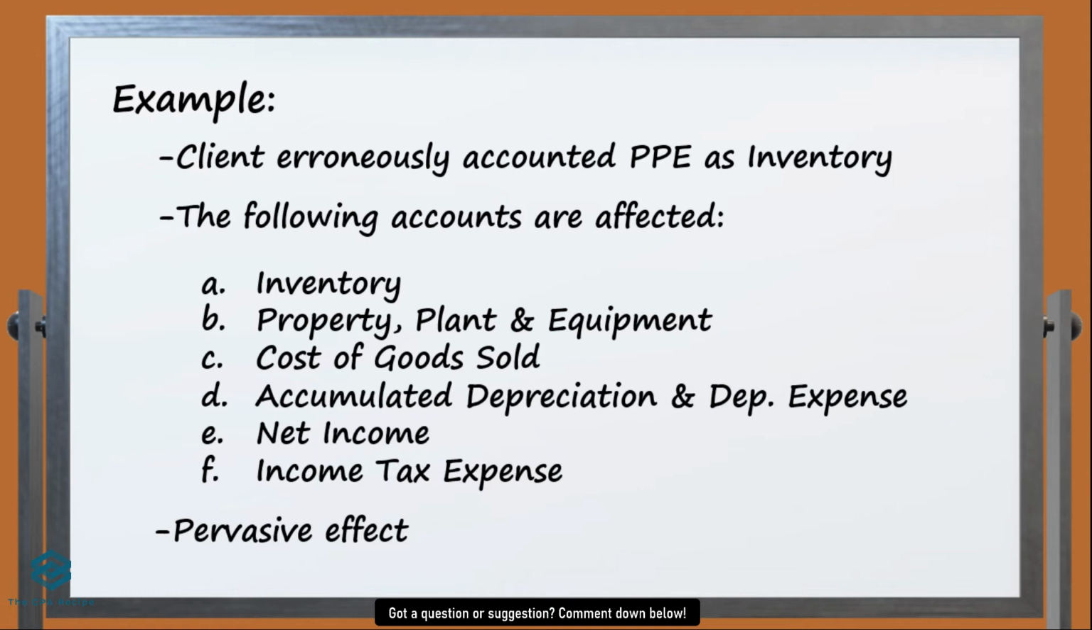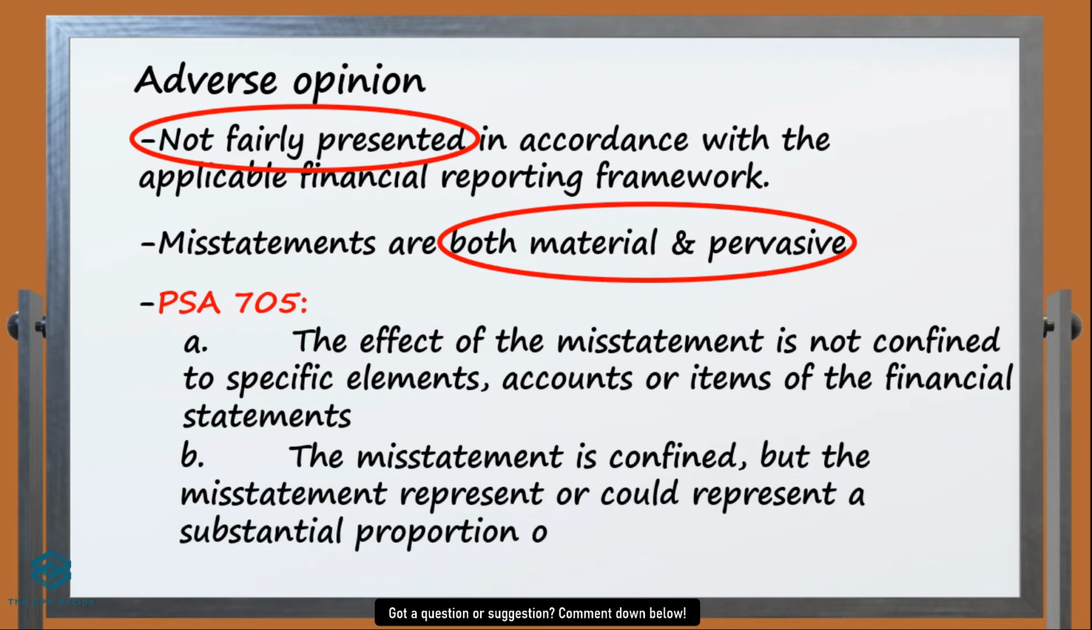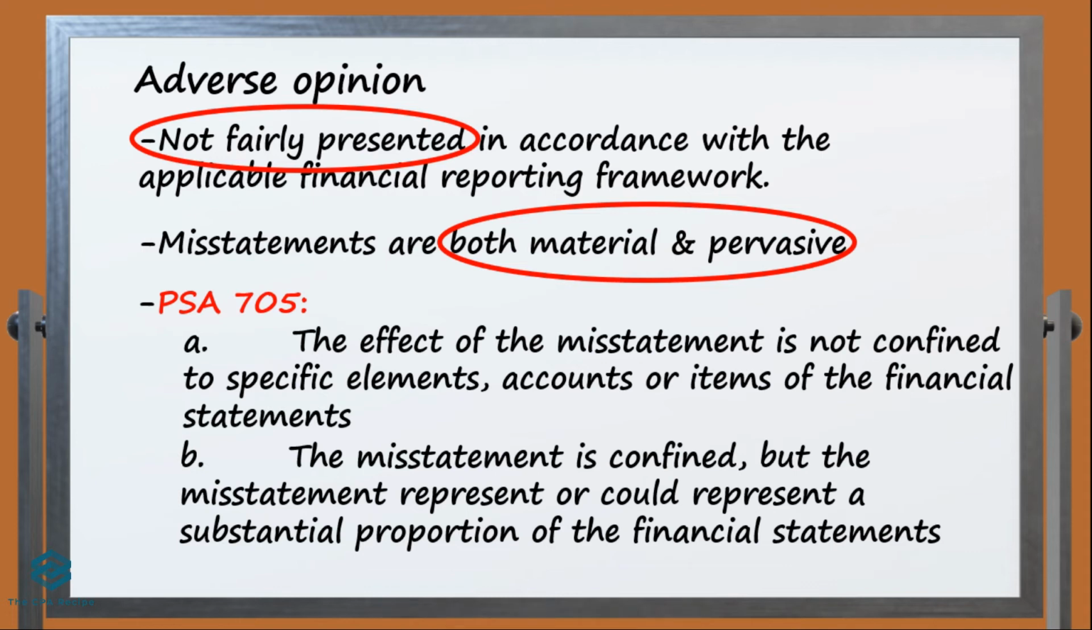Or, according also to PSA, it is also possible that the misstatement is confined pero the misstatement represent or could represent a substantial proportion of the financial statements. For example, if the audit client is engaged in merchandising business, let's say that 50% of the total assets ay inventory tapos may material misstatement sa inventory, ibig sabihin kapag tinignan mo ngayon ng financial statements as a whole, although nasa inventory lang naman yung misstatement, naaapektuhan niya yung whole picture na pinoportray ng financial statements.